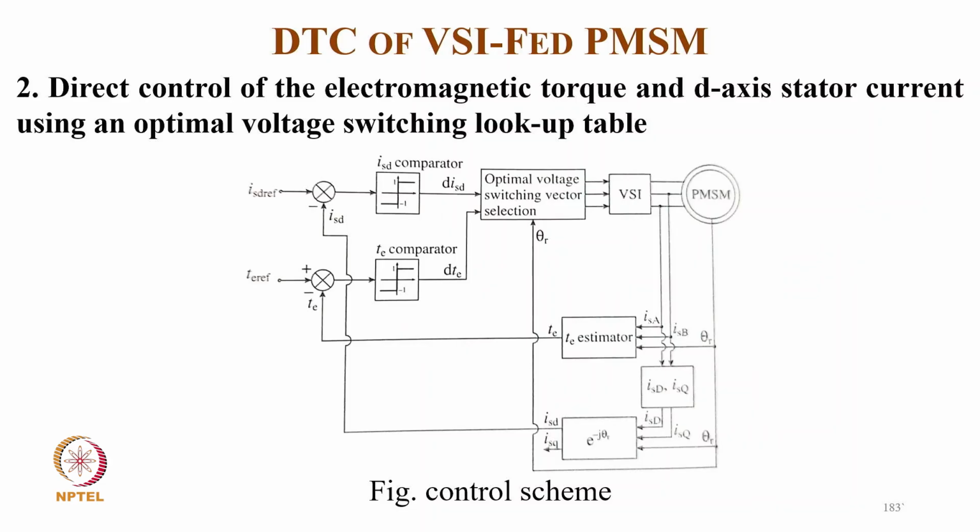This is the direct torque control of electromagnetic torque and d-axis current using optimal vector switching. Here we are sensing the position, and typically the two currents we convert into I_alpha, I_beta, and using theta we convert to I_d, I_q. From this transformation we get I_d, I_q, which we control with the d-axis reference current. Typically we get the torque from the torque estimator, and we get a 3-level torque comparator and a 2-level current controller, and from theta we get the optimal switching vector selection for the voltage source inverter and motor.